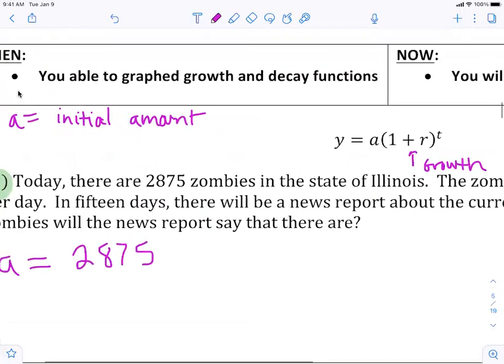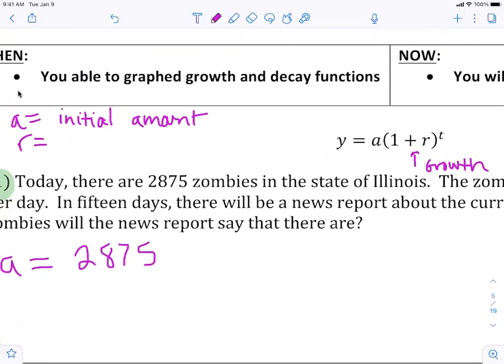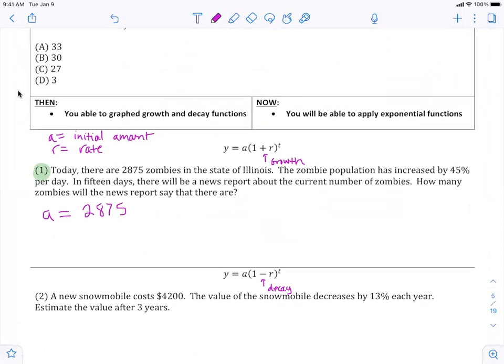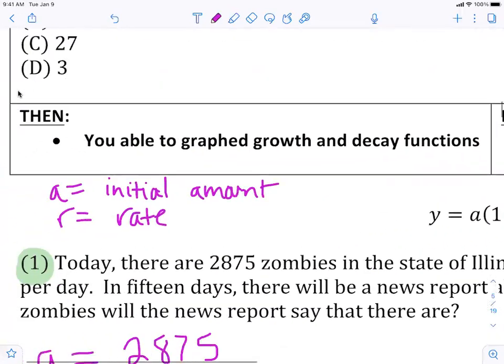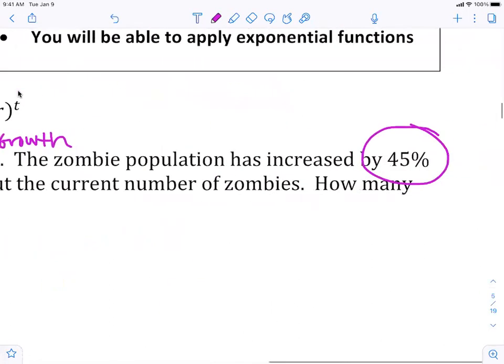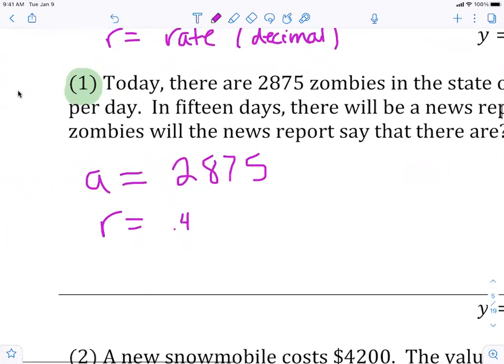R is what we call the rate. It's either the growth rate or the decay rate, depending on the problem. In this case, because we're adding and the zombies are multiplying, the growth rate is given to you. It says it's 45%. But the key with the rate is that when you plug it into the formula, it has to be written in decimal form. So I'm not going to write it as 45%. We're going to move the decimal place twice, and 0.45 is the rate we're working with in this problem.